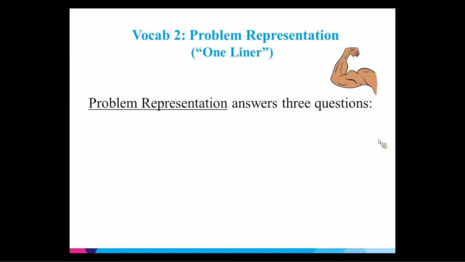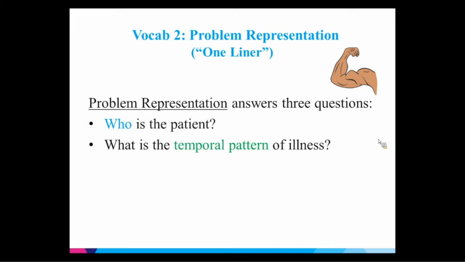So the problem representation for every patient should answer three questions, okay? Who is the patient? What are their risk factors? What is the temporal pattern of the illness that they have currently? And then what clinical syndrome is it consistent with? And at the last conference that we did on this, we exercised a little bit about making our own one-liners and problem representations, and we'll do that again today for this patient.